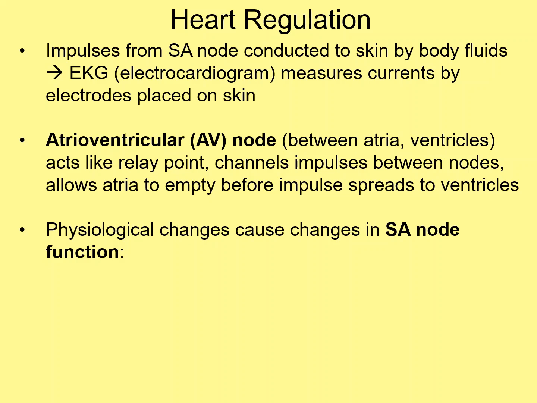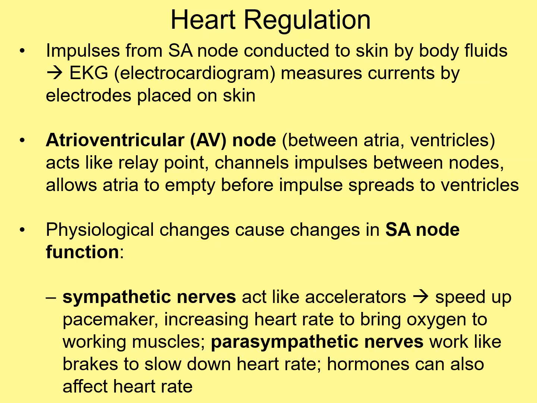Again, you have this internal SA node, but the SA node itself is affected by hormones that are coming in from the rest of your body that may stimulate it to speed up. So for example, in response to epinephrine, which is part of your fight or flight response, those hormones will affect the SA node by causing it to accelerate your heartbeat.